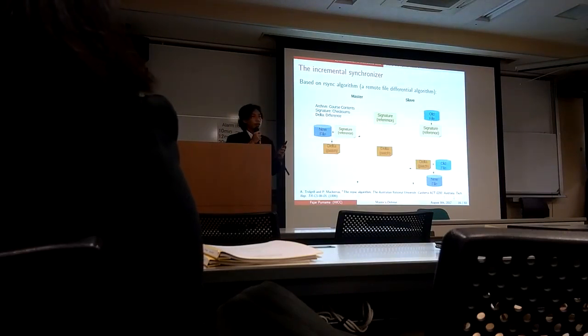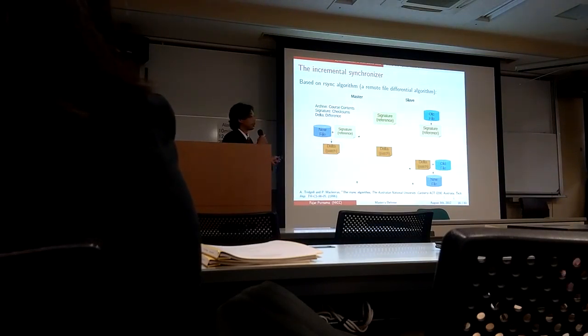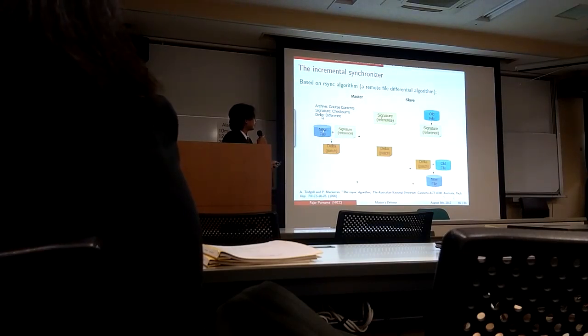And so, for example, for the incremental synchronizer, you need to use a remote file differential algorithm. One of them is the rsync algorithm. The great detail is too much to be shown on this slide, but it is in the supplementary slides if you are interested. The gist is this: the slave has an old file and the master has a new file. The slave sends the signature to the master, and the master uses the signature to calculate the difference between the new file and the old file. And the difference will be sent to the slave, updating the old file to the new file.